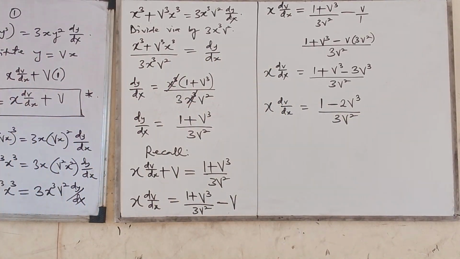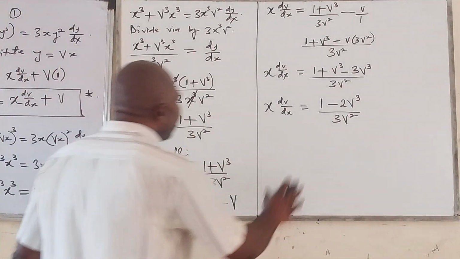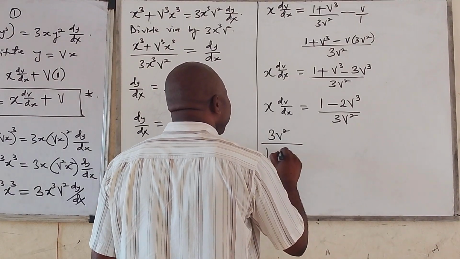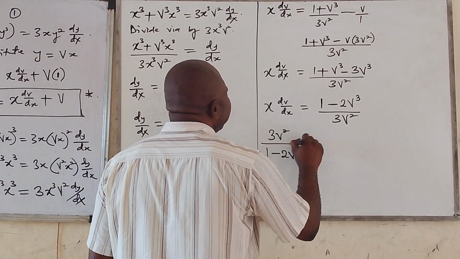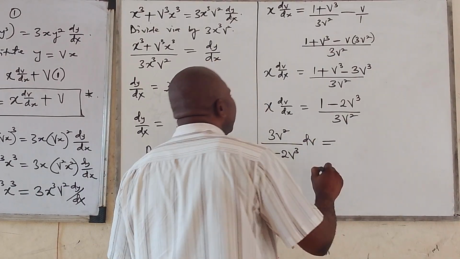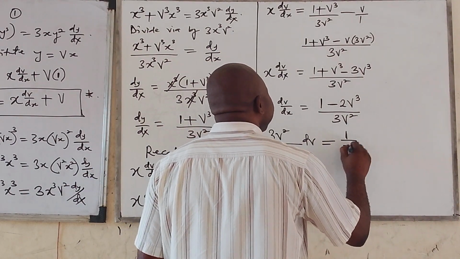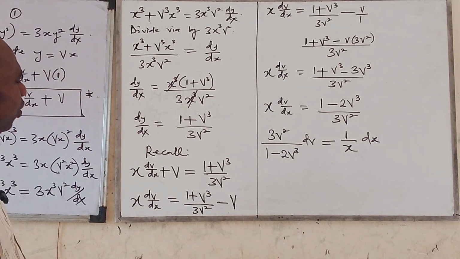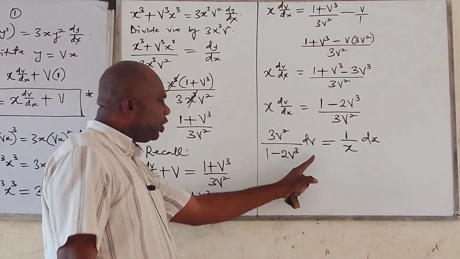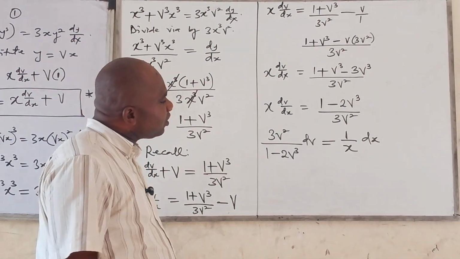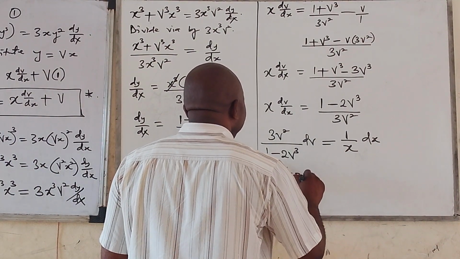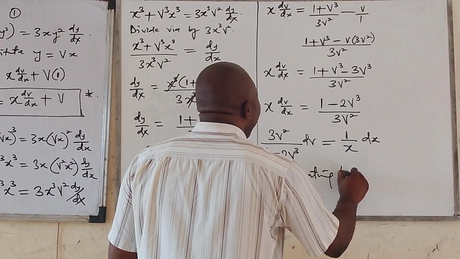Yes, so at this point we can use the separation of variables. So it means here we have 3v squared all over 1 minus 2v raised to the power of 3 dv will be equal to 1 all over x dx. Yes, 3v squared all over 1 minus 2v raised to the power of 3 dv is equal to 1 all over x dx. So at this point, now we can integrate both sides.